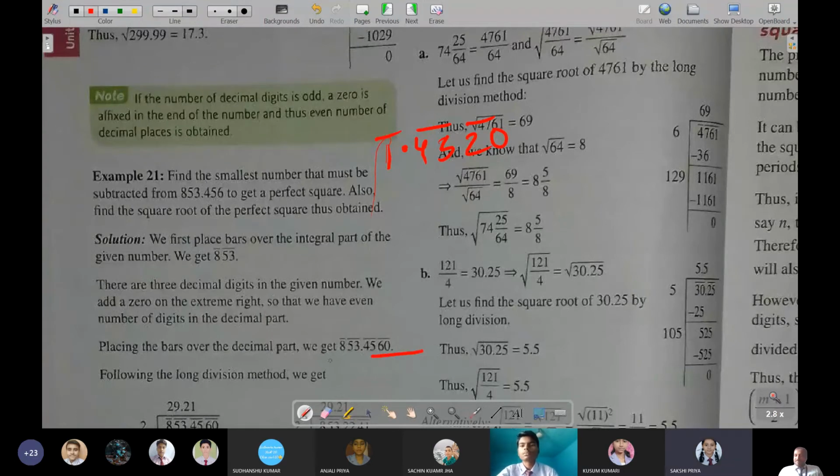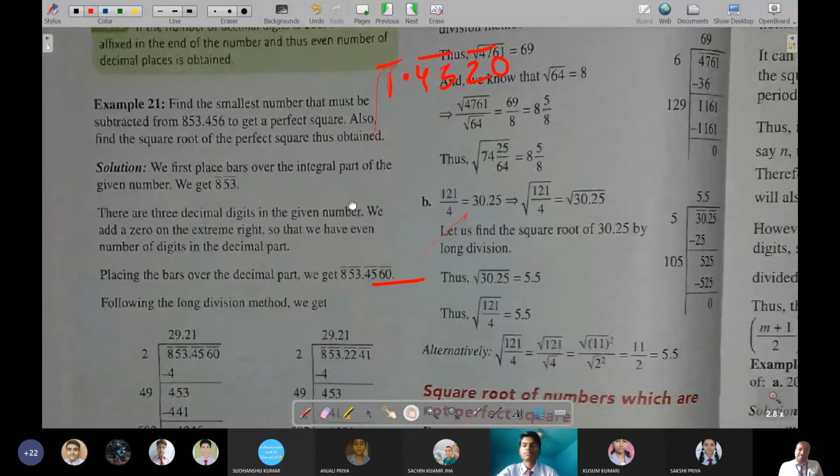Before the decimal, if it doesn't form a pair, we can keep 0 at the end, because by keeping 0, the value doesn't change. But if you keep any other number, the value becomes different. Got it? Yes, sir. Okay.